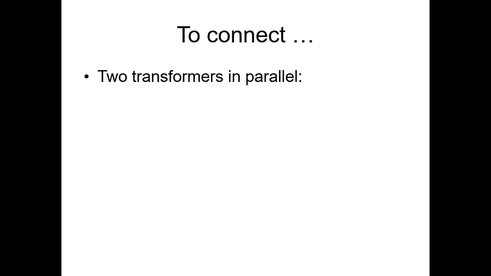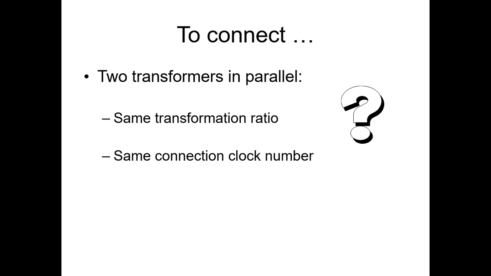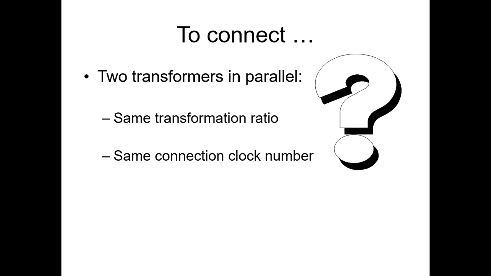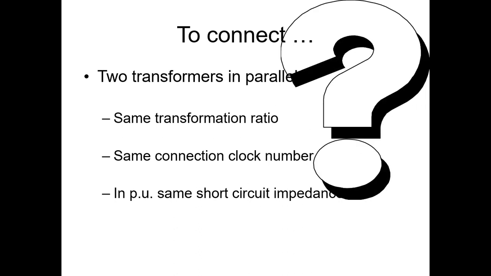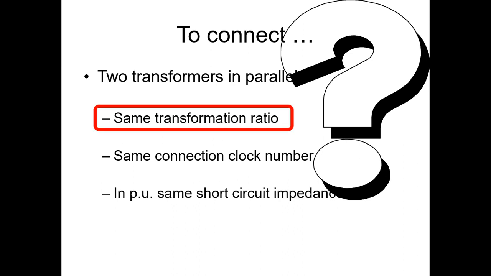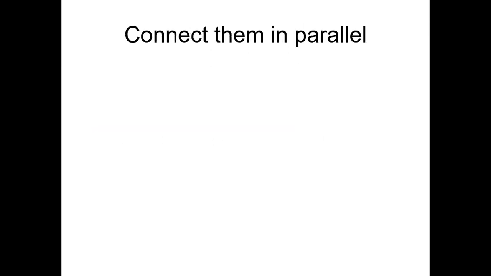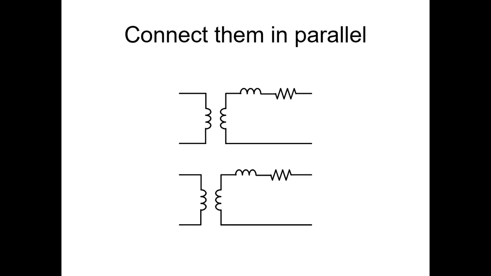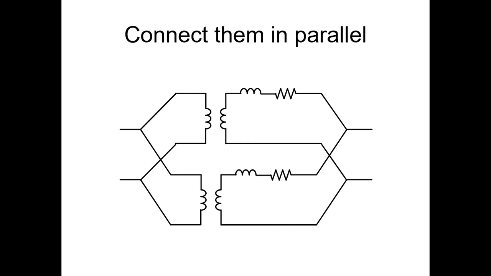Now, to connect two transformers in parallel, we have to ensure that they have the same transformation ratio. Why? That they have the same connection clock number. Why? And that both have the same short circuit impedance in per unit. Why, really? We have to find out why. The same transformation ratio, that kind of makes sense. Let's connect two transformers in parallel, or rather the single phase equivalents, this one and that one. We connect them in parallel in the primary, and we connect them in parallel in the secondary as well.